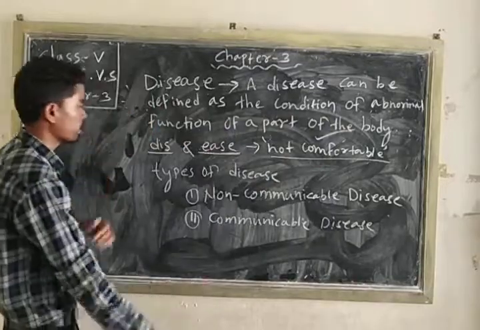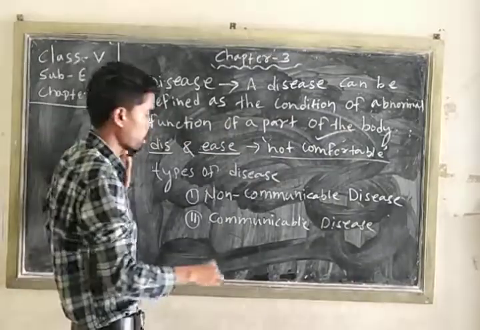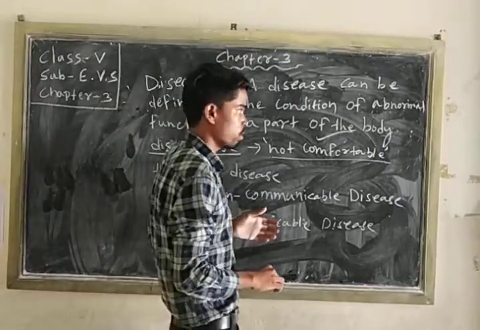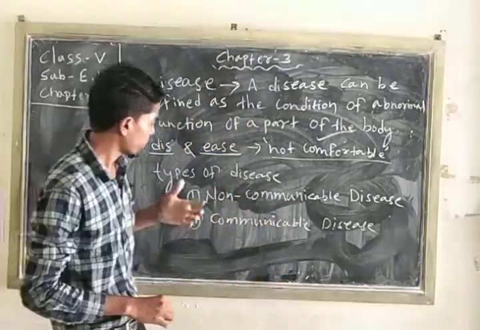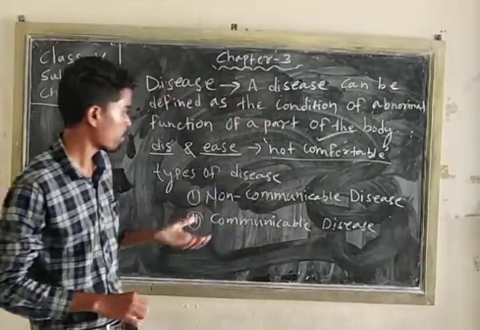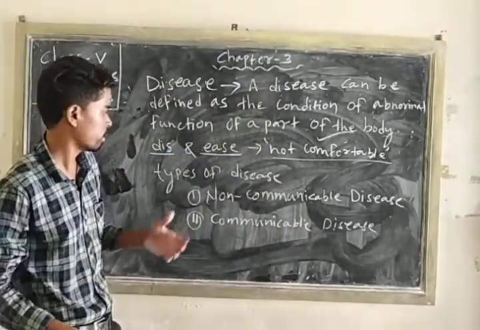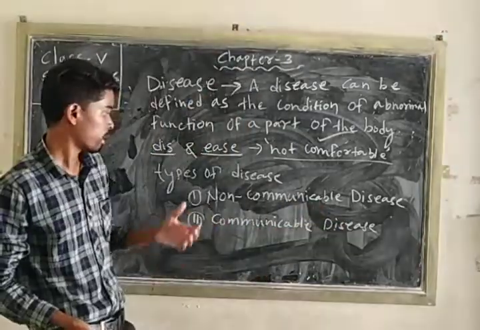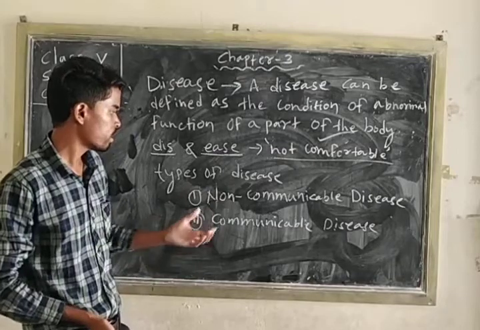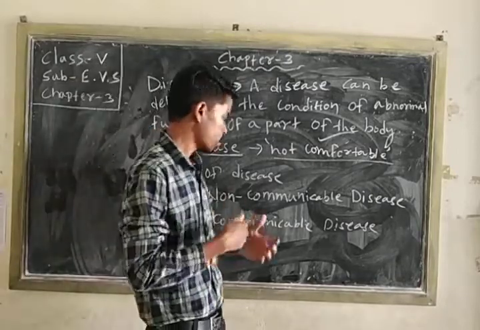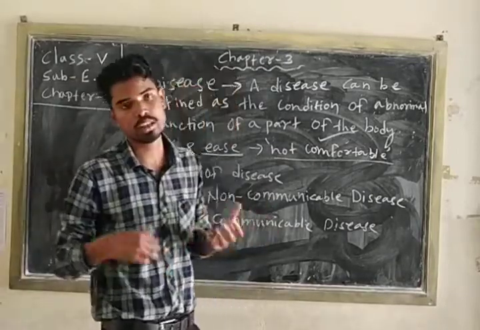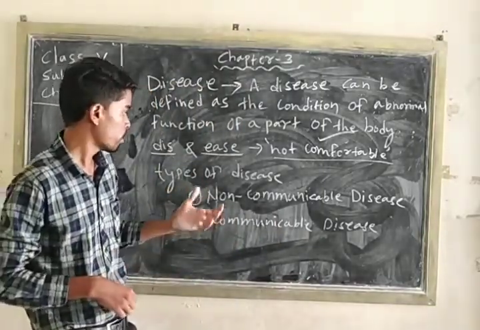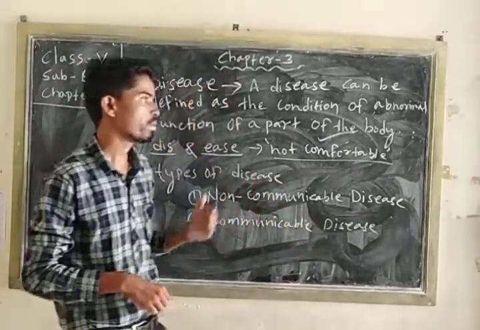Okay, and there are two types of disease. First, non-communicable disease. Okay, a disease that cannot pass from one person to another person. That is non-communicable disease. And communicable disease is a disease that passes from one person to another person. That is communicable disease. Let us look at some examples of non-communicable and communicable disease.